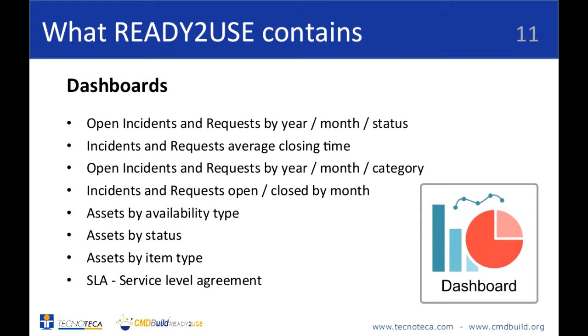Then we also include some dashboards, which we are going to see very soon. The dashboards include the open incidents and requests per year, per month, per status, so open, closed, or on which step the request is, with the average closing time of incidents and requests, the open incidents and service level agreement, and assets by status, by availability, item type, and so on. And again here, creating a new dashboard is not complicated at all. You can do it yourself or ask us to do it for you.